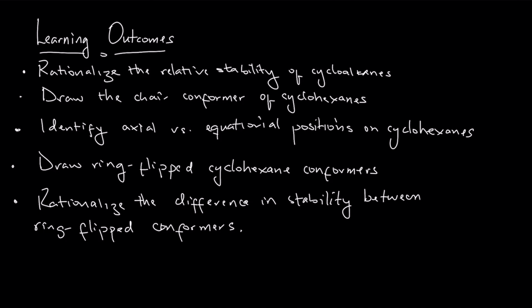It is my goal that by the end of this video, you'll be able to rationalize the relative stability of cycloalkanes, draw the chair conformer of cyclohexanes, identify the axial and equatorial positions in cyclohexanes, draw ring-flipped conformers of cyclohexanes, and rationalize the difference in the stability of these ring-flipped conformers.